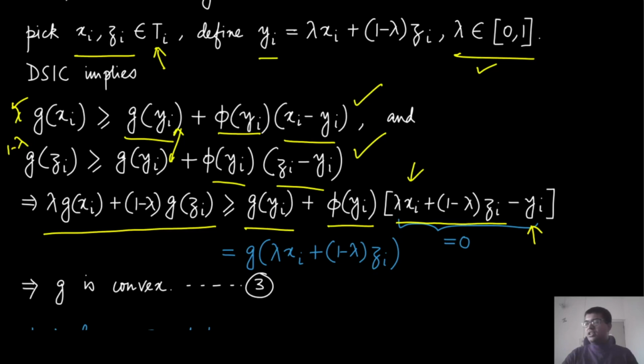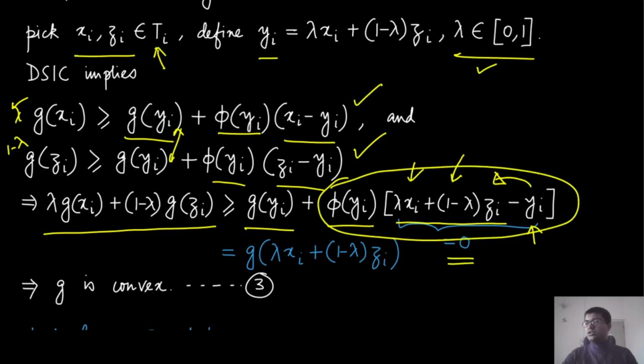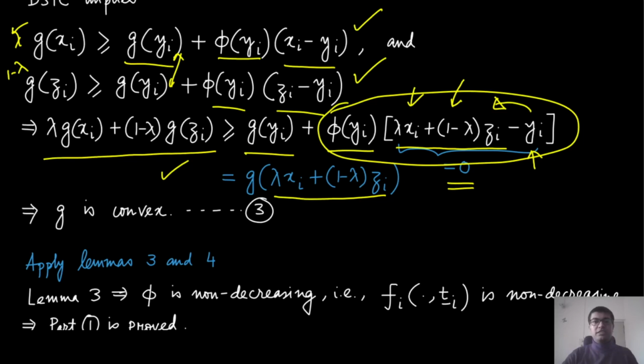Now you see that we have chosen yi in such a way that it is the convex combination of these two things. So therefore this expression, after you have summed it up, is going to be equal to 0. So therefore this whole term actually disappears. So all that you have on the right hand side is this g of yi. Now you can also expand this yi, and that is the definition of a convex function. This inequality says that g is actually a convex function. So we are essentially in a good position now to apply the lemmas 3 and 4 from the previous module.